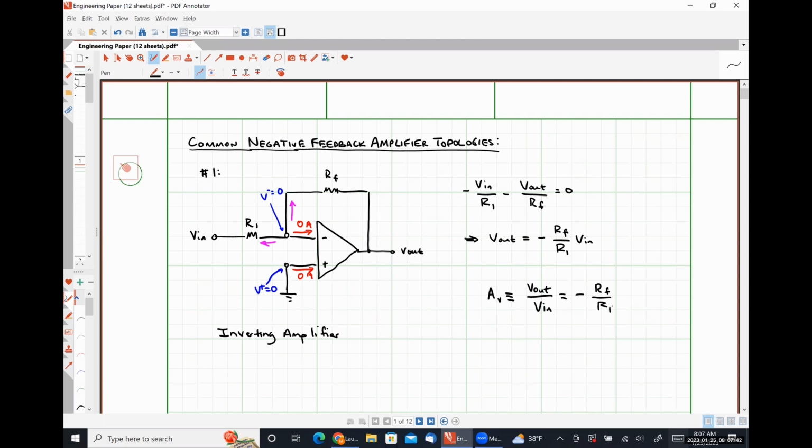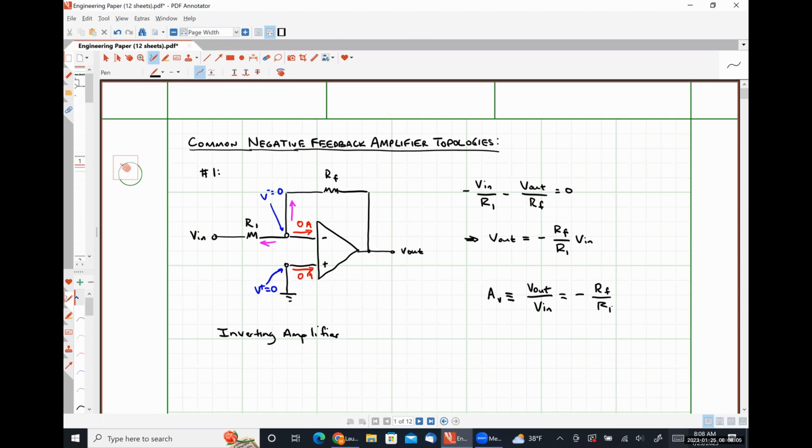So if we have an amplifier circuit with this particular topology, we no longer need to analyze anything. We can say that the output voltage is simply negative RF over R1 times whatever we have at our input, with no circuit analysis whatsoever. This type of circuit will always work this way.